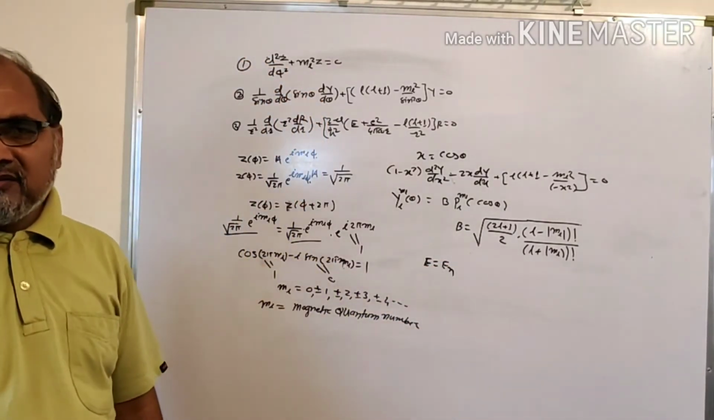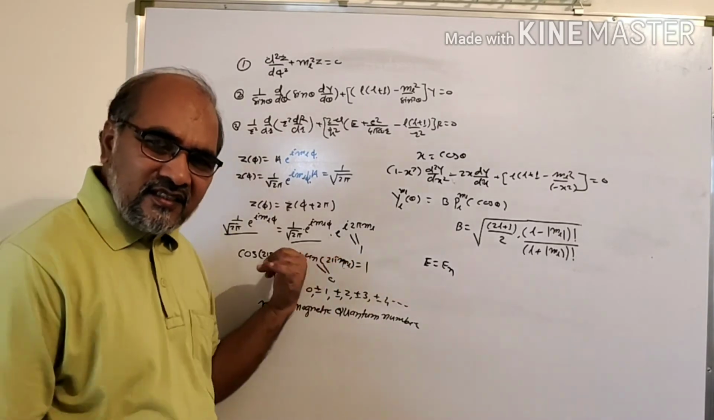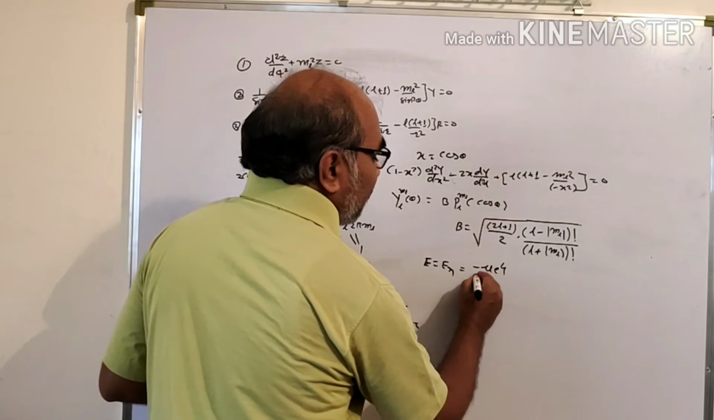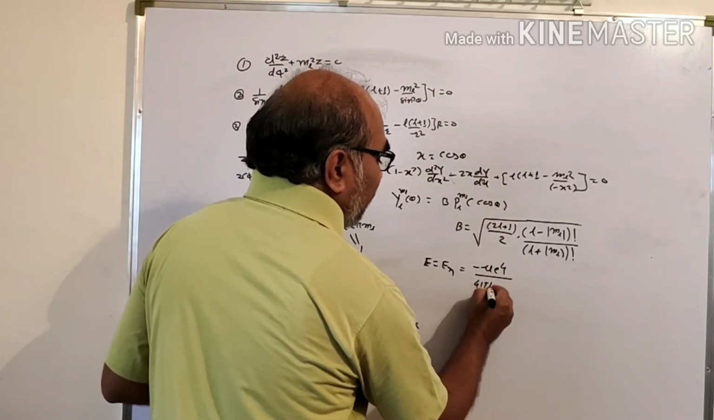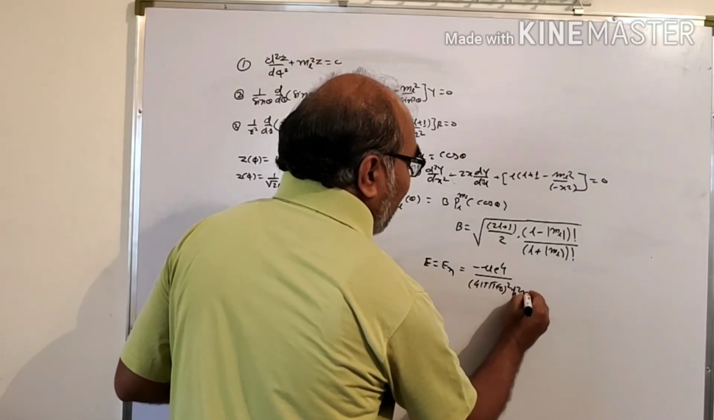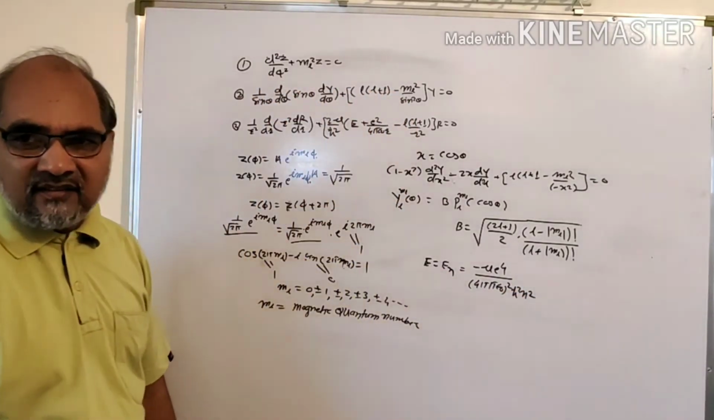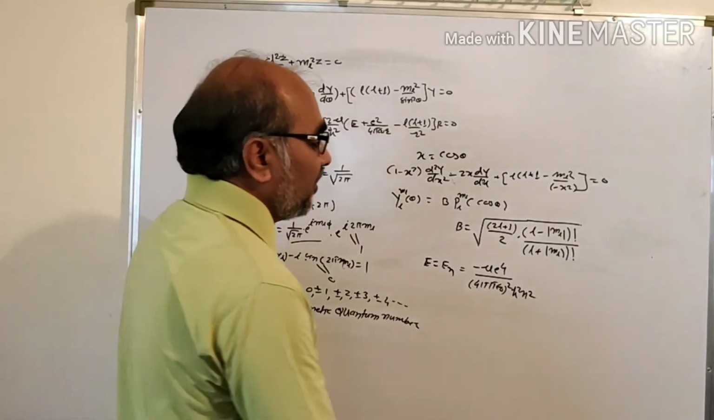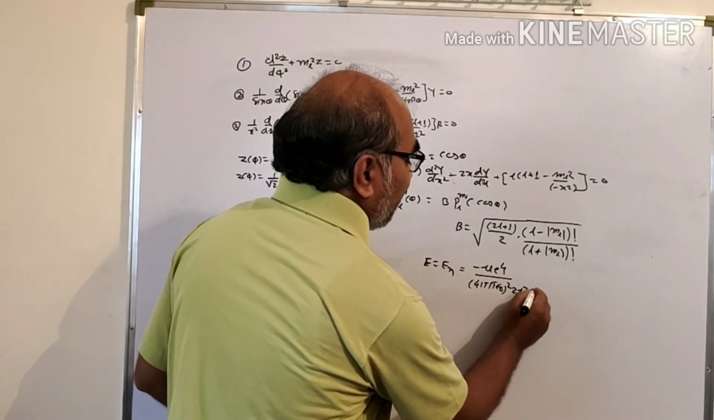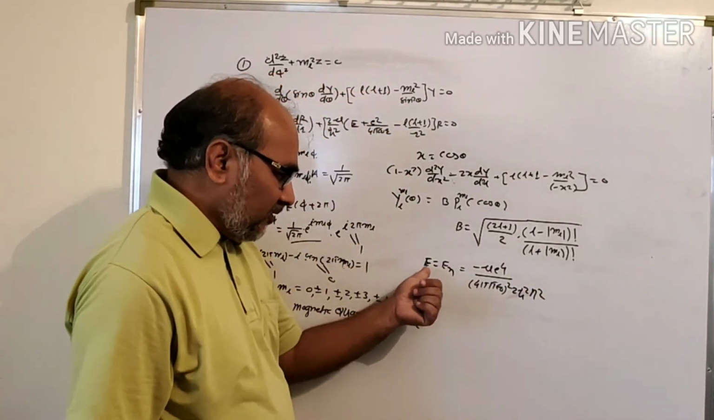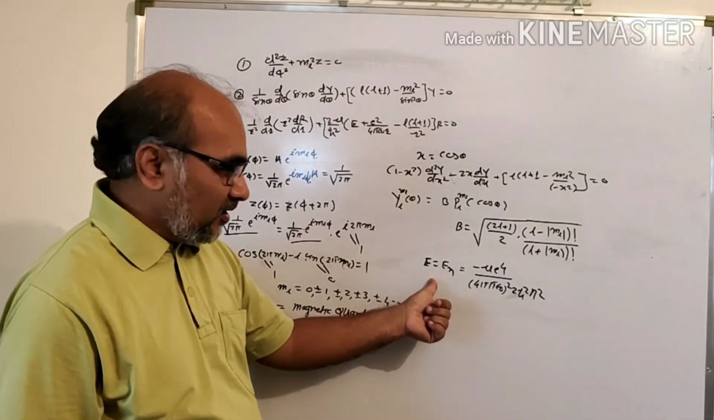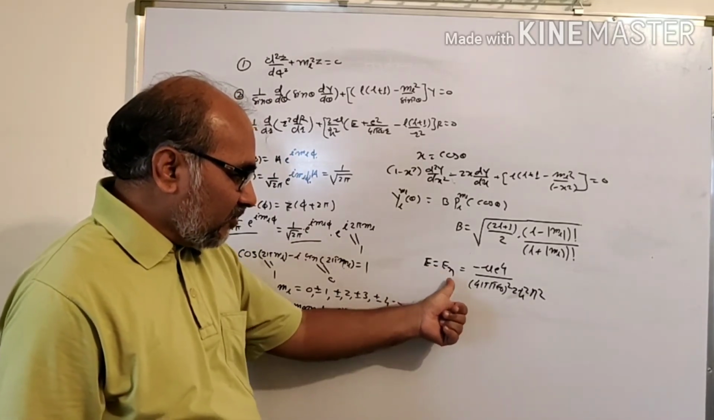E is equal to En, and what is that value of the energy En? It is equal to minus mu e raised to 4 divided by 4 pi epsilon naught squared, times 2 h bar square n square. So this acceptable solution is only possible for E is equal to En.